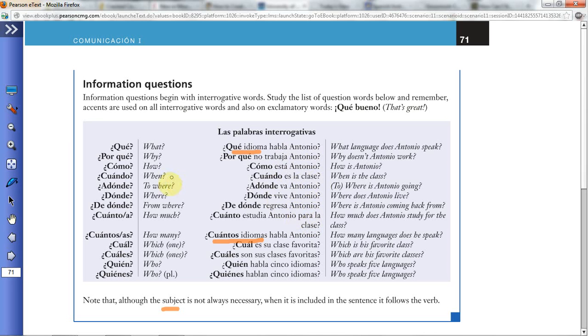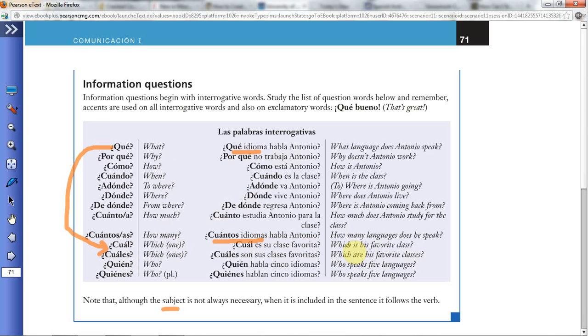The ones that are going to be trickier are going to be qué and cuál o cuáles. Okay, these are separated here, cuál and cuáles, but they're really the same thing. It's just that one is singular, one is plural. Okay. What or which? What language does Antonio speak? How many languages? Which is his favorite class? In English, see, the problem is that you could also say, what's his favorite class? We would have overlap in English.